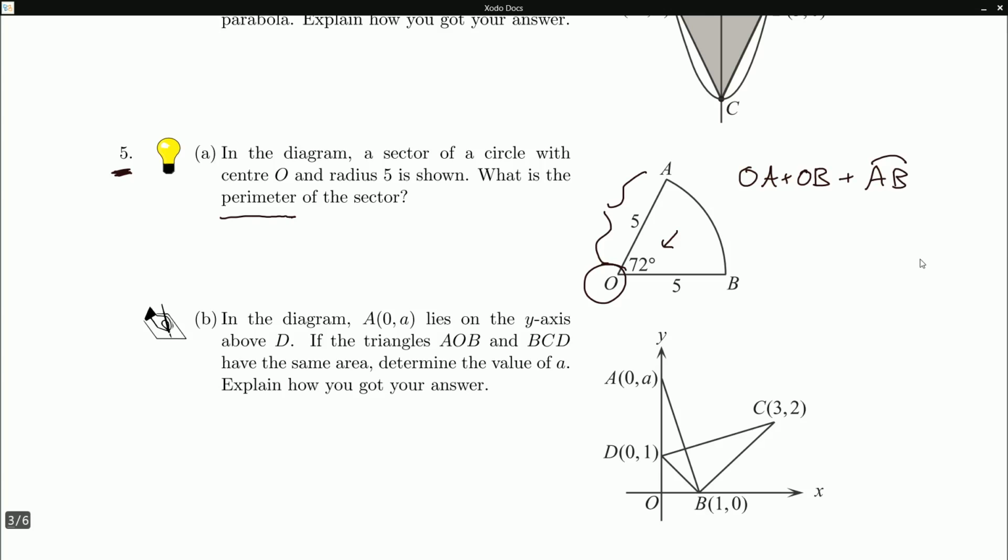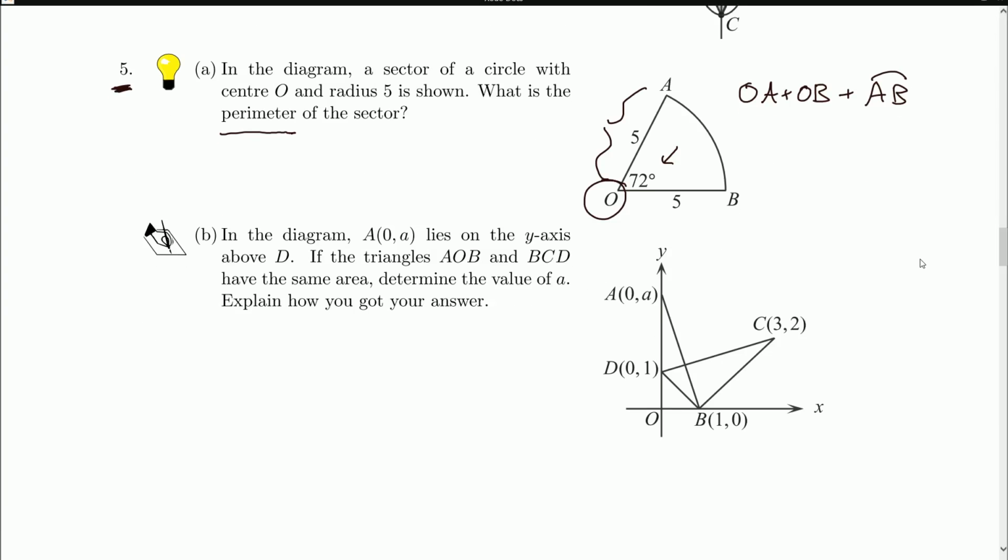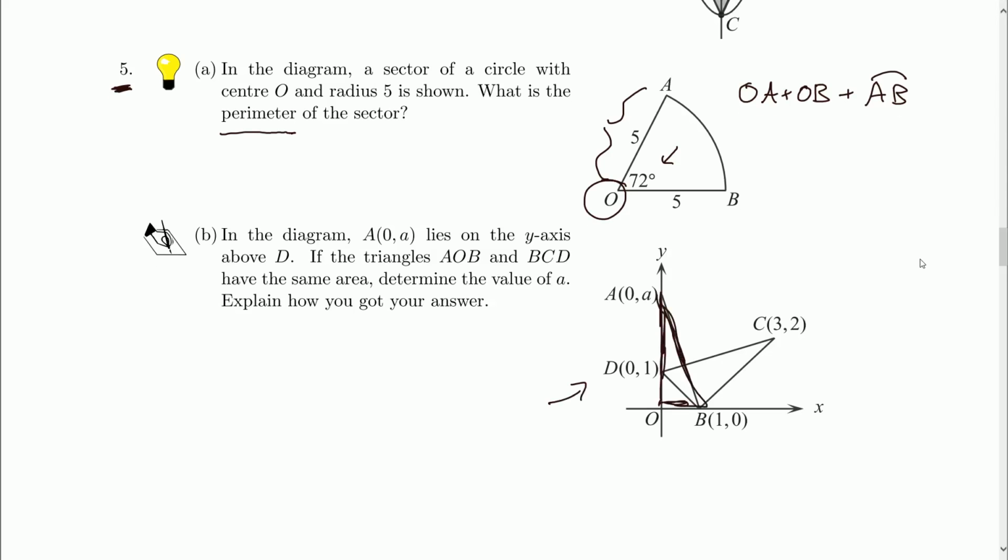Now let's get on to the B part down here. In the diagram, A is at (0, a), so it's on the y-axis. It lies on the y-axis above D, which they're telling us here is (0, 1). If the triangles AOB, so this right angle triangle here, and BCD, that triangle there, have the same area, determine the value of a. Explain how you got your answer.